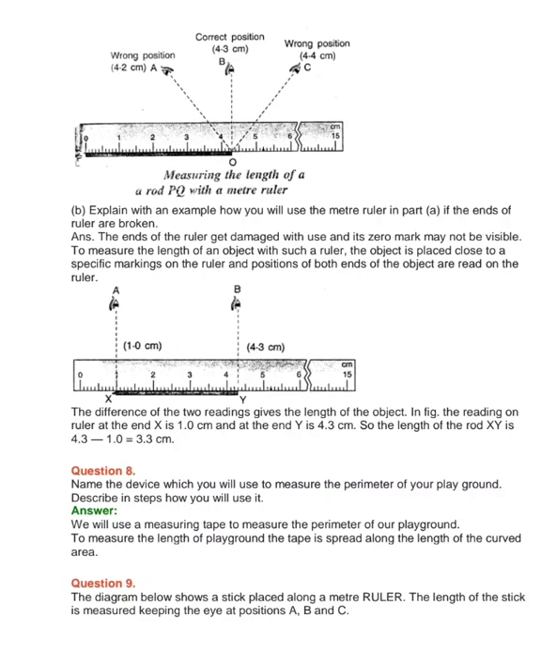Name the device which you will use to measure the perimeter of your playground. Describe in steps how you will use it. Answer. We will use a measuring tape to measure the perimeter of our playground. To measure the length of the playground, the tape is spread along the length of the curved area. Question 9. The diagram below shows a stick placed along a meter ruler. The length of the stick is measured keeping the eye at positions A, B and C.